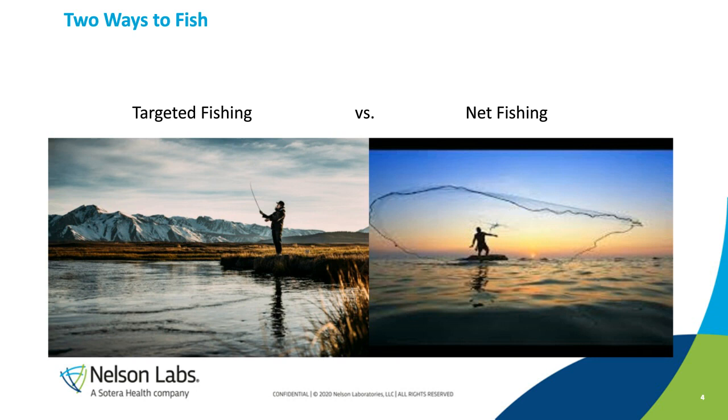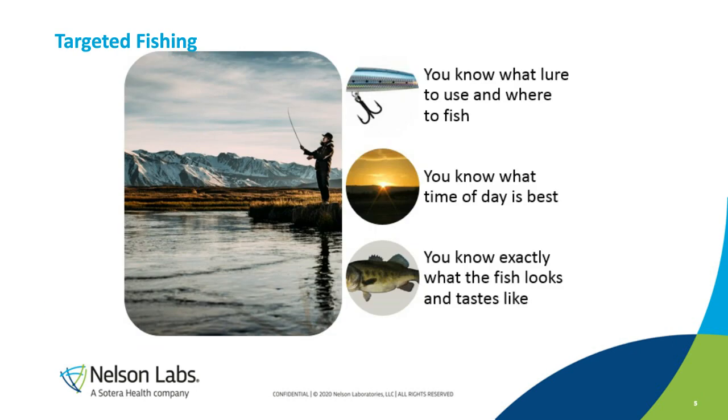There's two really basic ways you can fish. One is more of a targeted fishing approach, and the other one's a net fishing approach. When you're targeting fishing, you're looking for a specific type of fish usually. So you know the lure that these fish like, you know the best time of day to go fishing to catch that specific fish, and you probably know a lot about that fish in general. If you're looking for rainbow trout, you know exactly what a rainbow trout looks like when you catch it, you know what it tastes like when you cook them. So you're very familiar with that fish and how to catch it. So it's pretty much in your toolbox.